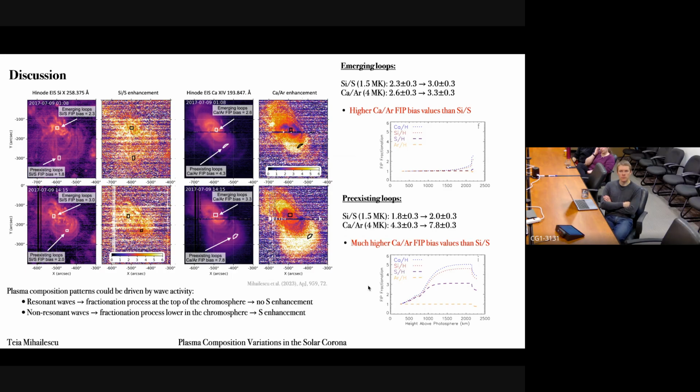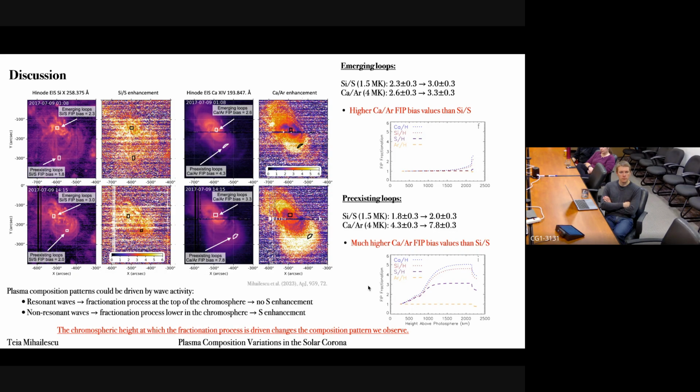So just to sum up, if we have resonant waves, we drive the fractionation process at the top of the chromosphere and we see no sulfur enhancement. And if we have non-resonant waves, we drive the fractionation process lower down in the chromosphere and we see some sulfur enhancement. So this means that the chromospheric height of where we drive the fractionation process is going to influence the composition pattern we observe.